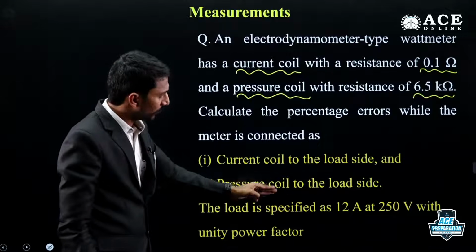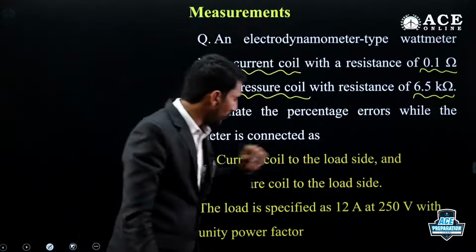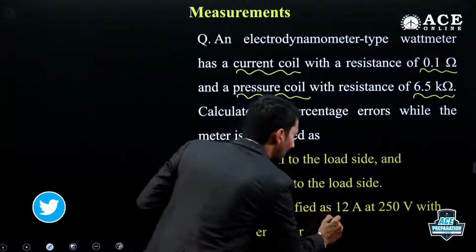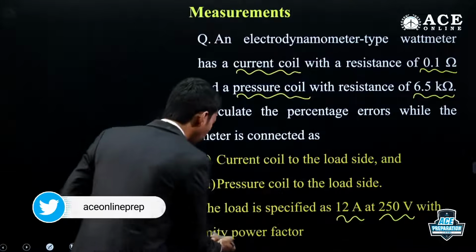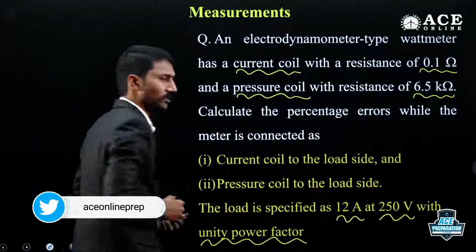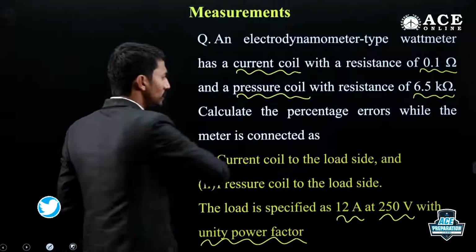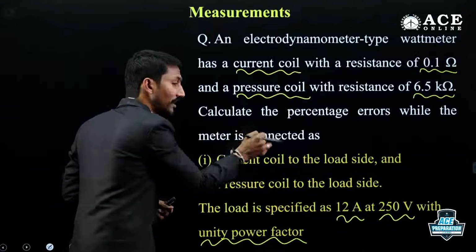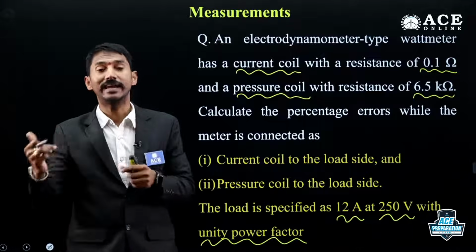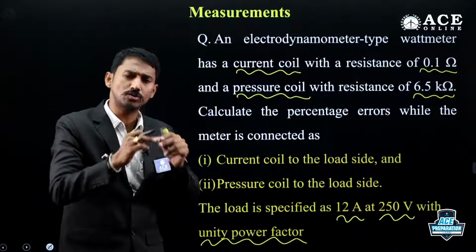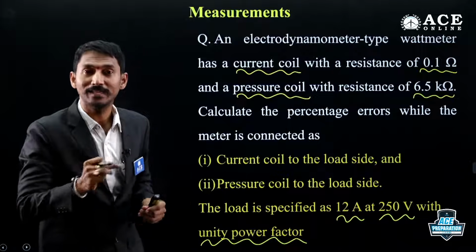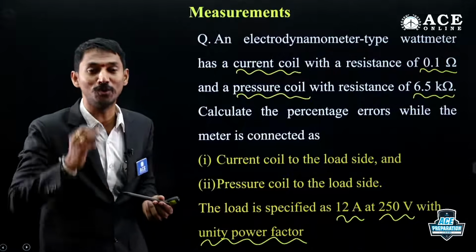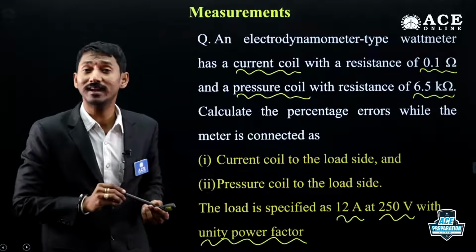What is the data given? The load is specified as 12 amperes at 250 volt with a unity power factor. Total data is given. What is it? 12 ampere, 250 volt and unity power factor. This is the total data. But be clear, this question is very simple. I can say it is a straightforward question. But why have we taken this question for practice purposes as an expected question? You know, these types of questions are also more popular. But the problem with this question is, you must be able to recollect the formula. What is that?